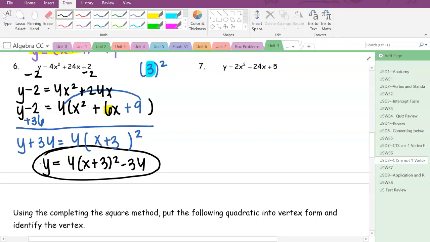All right, let's try another one like this. So again, start off by moving your constant to the other side.